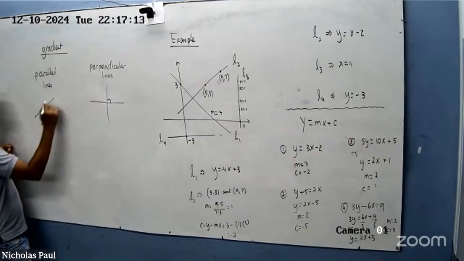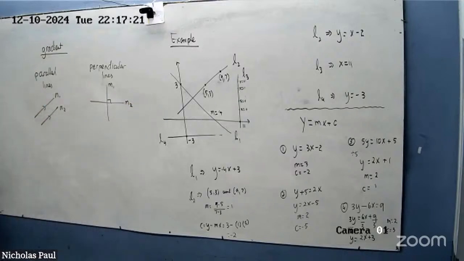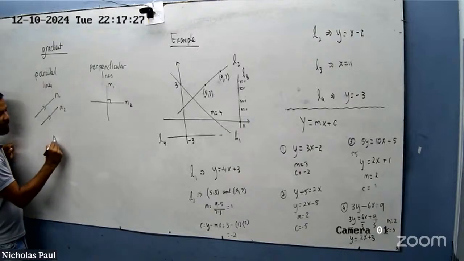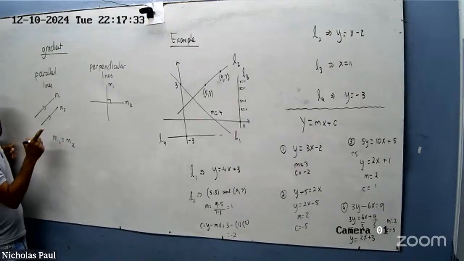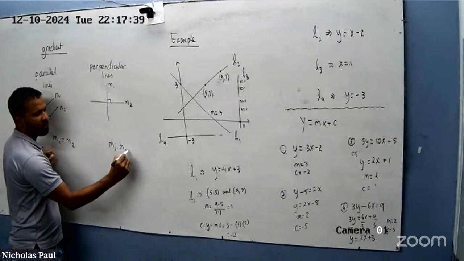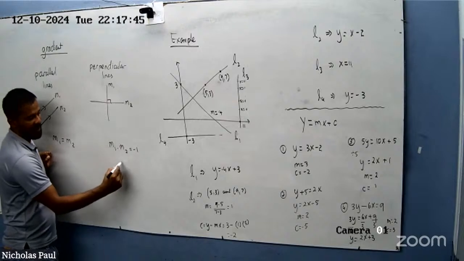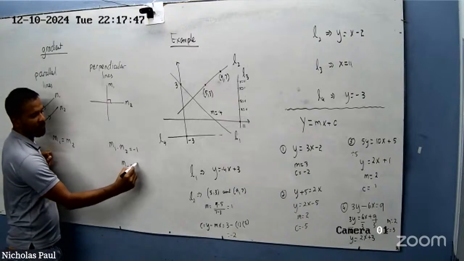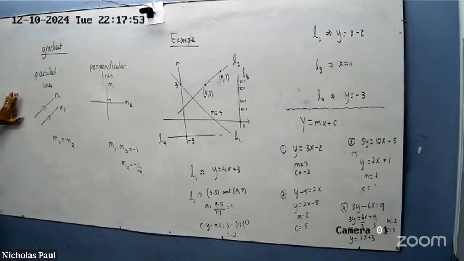So if I give you 2 parallel lines, and you have 2 gradients, the nice thing about parallel lines is that the gradients are equal. So whenever they tell you 2 lines are parallel, it means that their gradients are equal. If they tell you 2 lines are perpendicular, it means that when you multiply M1 and M2, you're going to get -1. So these are 2 rules you have to learn. And if I ask you to find M2, M2 is -1 on M1.